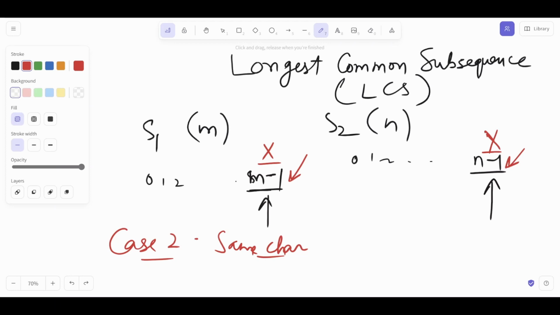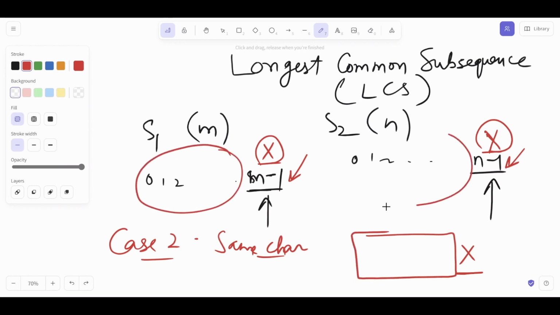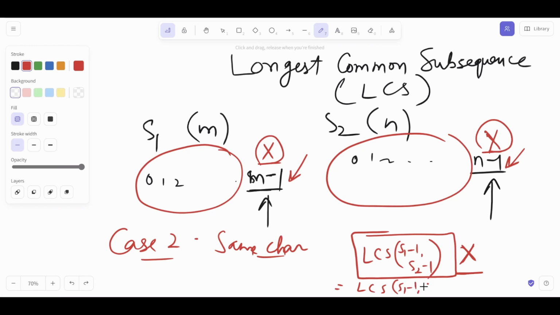When both of these characters are same, it is better to use this character in our LCS. That means we use this x in the end, and for whatever remains, we can find the LCS of this remaining string and this remaining string. So it will be the LCS of s1 minus 1 and s2 minus 1, and then x is appended. So that will be our longest subsequence for s1 and s2. So its length will be LCS of s1 minus 1 and s2 minus 1 plus 1, because x is of length 1, right? So these are the two cases.